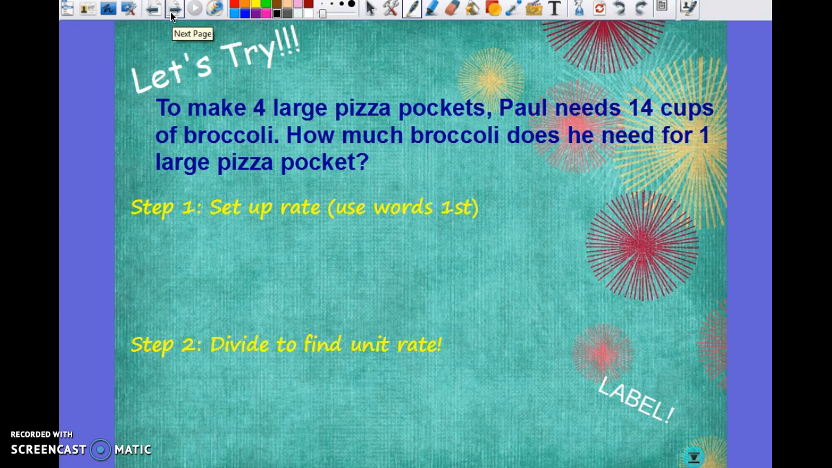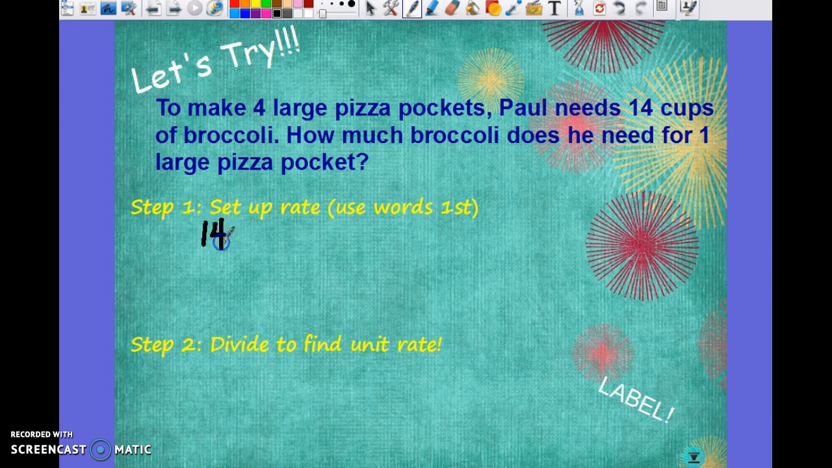Okay, I want you guys to try this one on your own, and I'll set it up. You guys can pause, and then when you hit play, the answer will pop up. So this one's a little bit trickier because it says that to make 4 large pizza pockets, Paul needs 14 cups of broccoli. How much broccoli does he need for 1 large pizza pocket? You always need to see what the question's asking you first. Because it's asking you how much he needs for 1 large pizza pocket, you know that has to be your denominator. The pizza pockets need to be on the bottom.